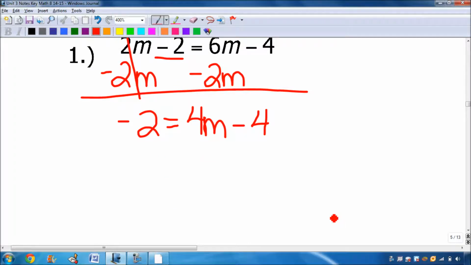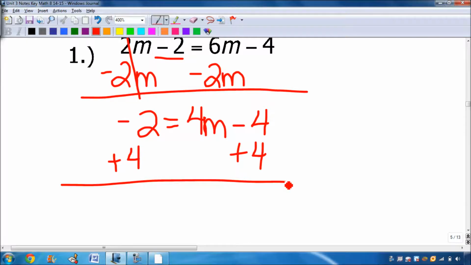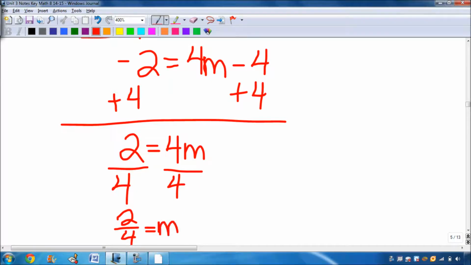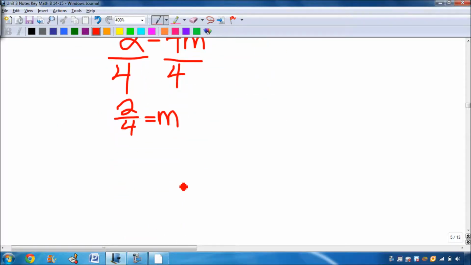So I'm going to get rid of this negative 4 right here by adding 4 to both sides. Remember, the variables and the constants cannot be together on the same side. So I got rid of the variables on the left side. Now I'm going to get rid of the constants on the right side. So I end up getting 2 equals 4m because negative 2 plus 4 is 2, and negative 4 plus 4 cancels out. Divide both sides by the 4 so I can get the m by itself. That means that 2/4 is equal to m, and then when I simplify my answer, I know that 2/4 really turns into 1/2. All right?